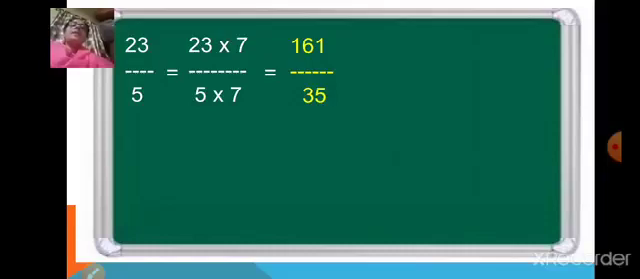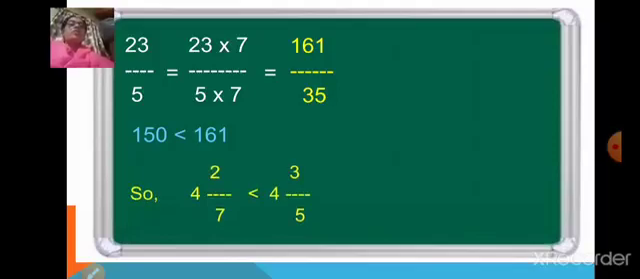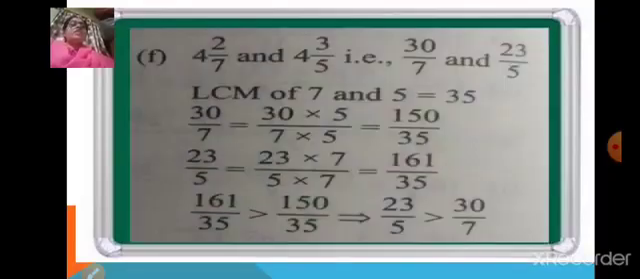Now the third step is, you will compare the numerators. Now both the fractions, you have made it into like fractions. So 150 is smaller than 161. That means your fraction 30 upon 7 is smaller than 23 upon 5. So you'll just solve it in your notebook, the sum, and then check it here.